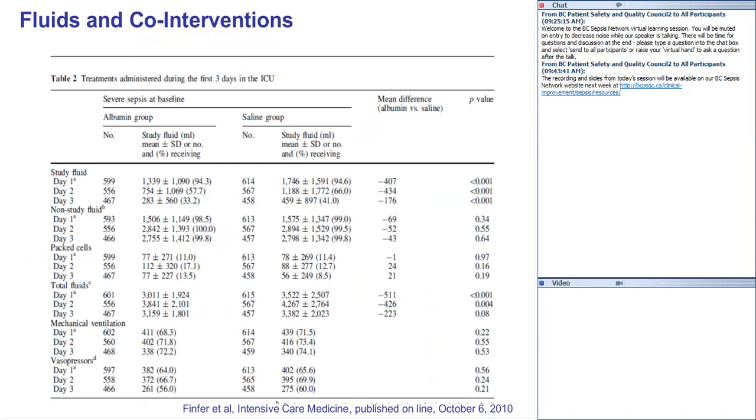With regard to the amount of study fluid received in that first 3 days, in the albumin group, they did receive a little bit less fluid compared to the saline group. The absolute savings was about 400 mils on day 1, and all the way out to day 3, it just continued to decrease, as did the amount of fluid given, which we'd expect because the resuscitation for that severe sepsis and septic shock occurs really over that first sort of 24-hour period.